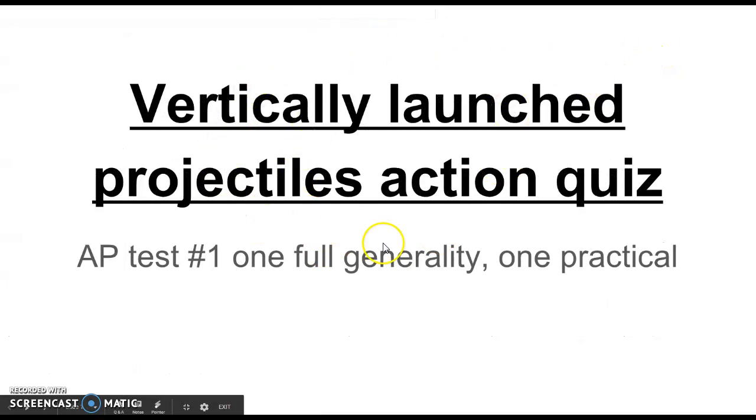I'd like to talk about our first AP Physics quiz for fall 2017, and it's about vertically launched projectiles. We have one question in full generality and then one practical question.